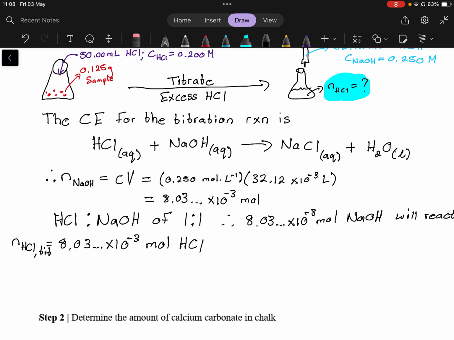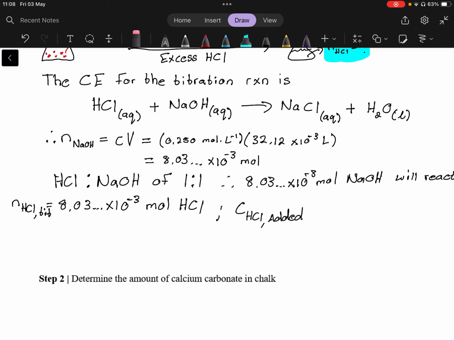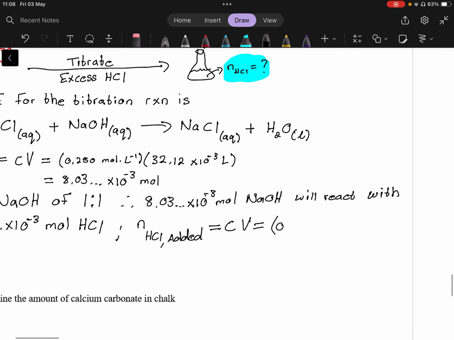Okay. And how do we get the amount of HCl that reacted with the calcium carbonate? Well, we first need the amount of HCl added. So in other words, how much did we put in this flask at the beginning? That's not the concentration. I want the moles. It is equal to the concentration times the volume added, and that will then be 0.2 times 50.